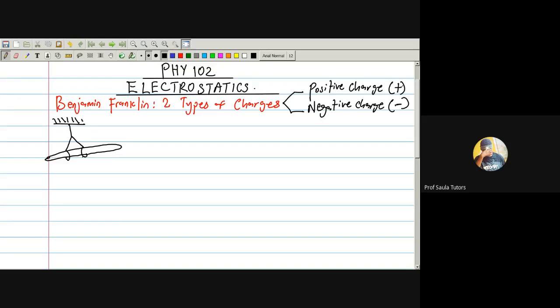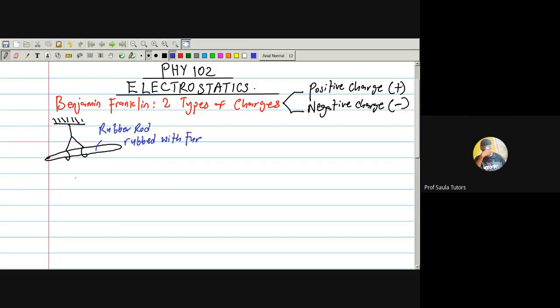Take note that this rod that you are seeing here is a rubber rod. And take note that this rubber rod has been rubbed with fur. F-U-R. It has been rubbed with fur.